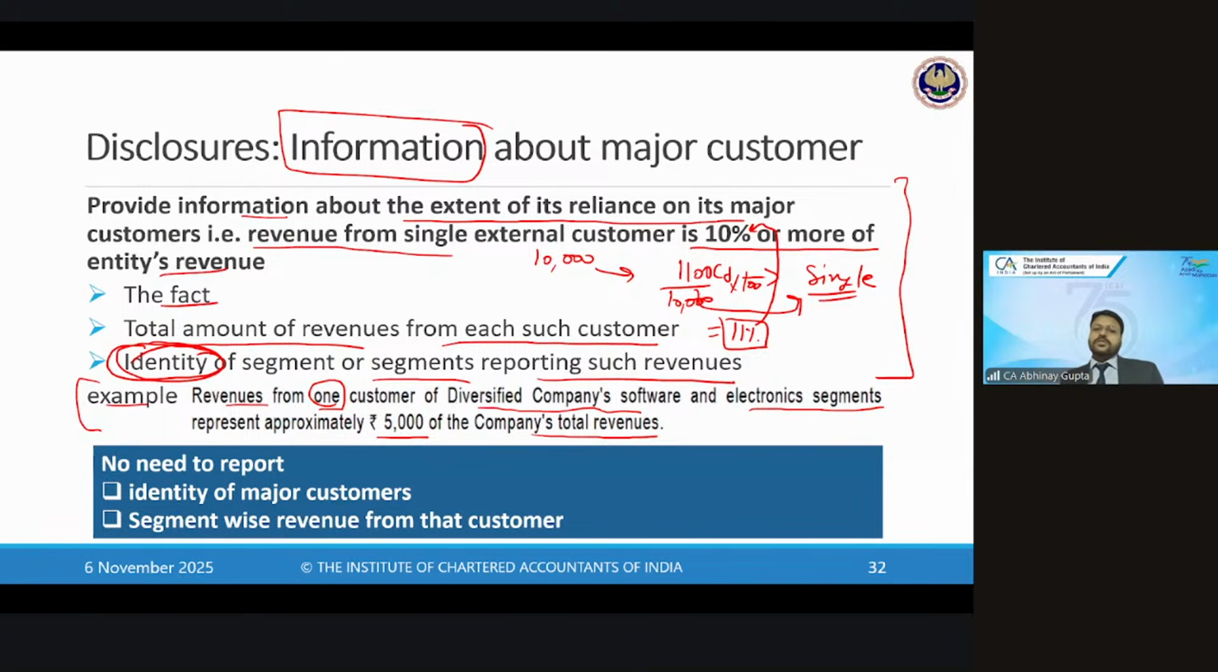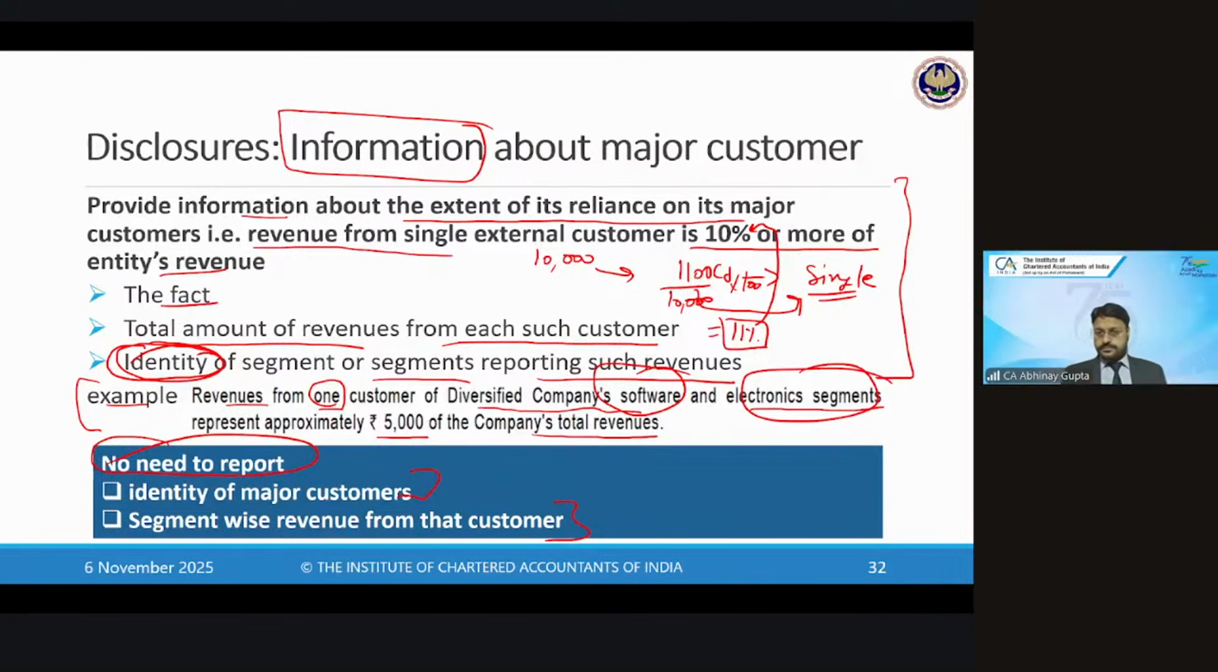So our company's total revenue is, say, 50,000 crore. Out of that, approximately 5,000 crore is the revenue from this customer, and this 5,000 is coming from one segment, two segments, three segments, doesn't matter. We only need to give the name of the segments, electronic and software, right? So we are not giving the amounts per segment, like software 2,500 crore and electronics also 2,500 crore. So we are not going to disclose this way. The identity of the customer and the segment-wise amount are not required to be disclosed. No need to report the name of the customer and the segment-wise revenue. Is that clear?